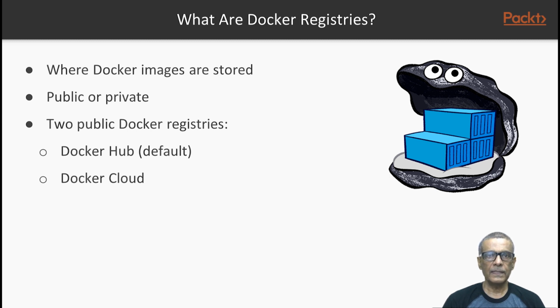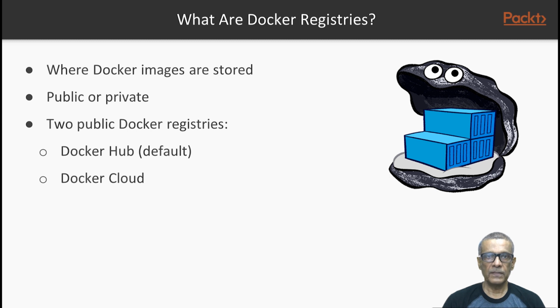Now, what exactly do we mean by look for images? In order for us to run a Docker container, Docker will need its corresponding Docker image on the same local machine where we want to run the container. Docker will first check whether the image is already downloaded and present in the local machine. If it is there, then it will proceed with creating and running the container.